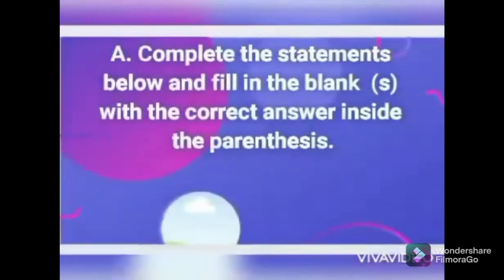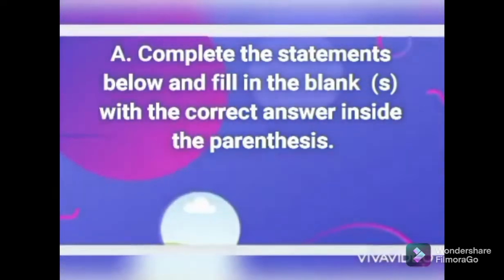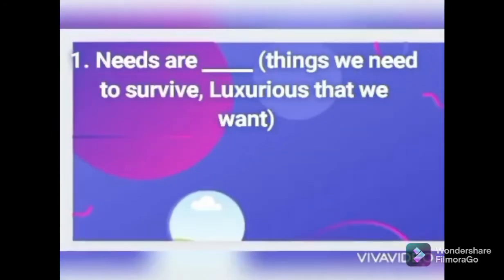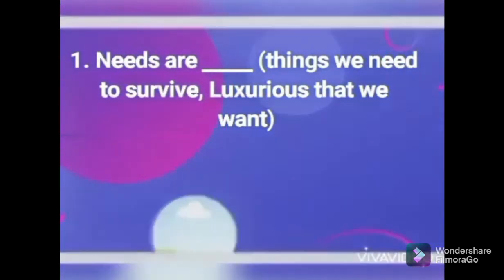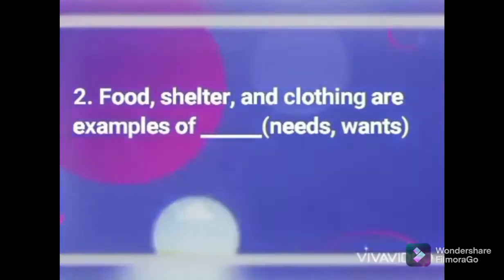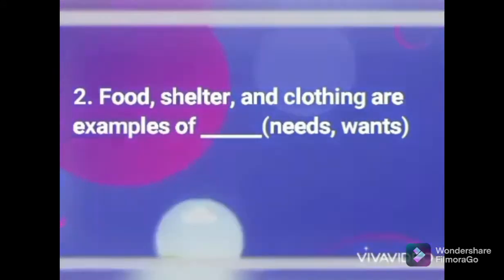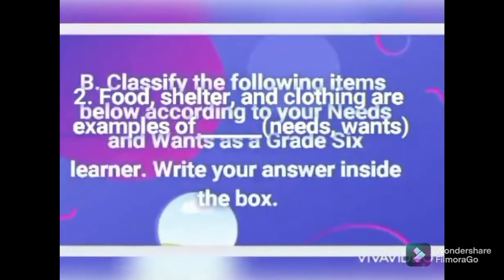Activities. A. Complete the statements below and fill in the blanks with the correct answer inside the parentheses. Number 1. Needs are blank. Things we need to survive or luxuries that we want. Number 2. Food, shelter, and clothing are examples of blank: needs or wants.